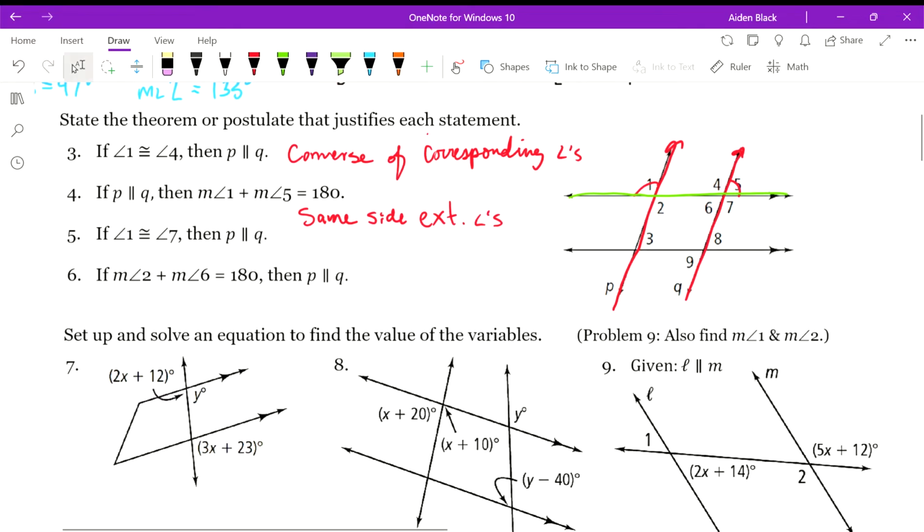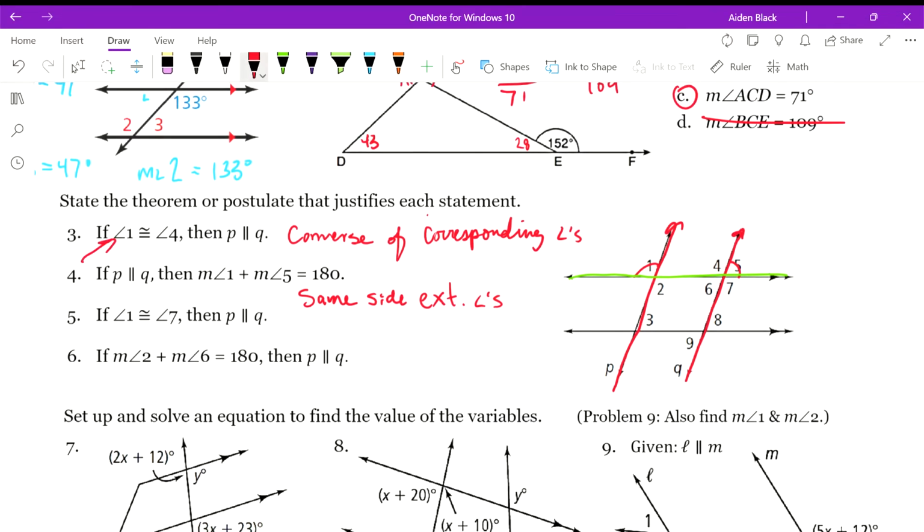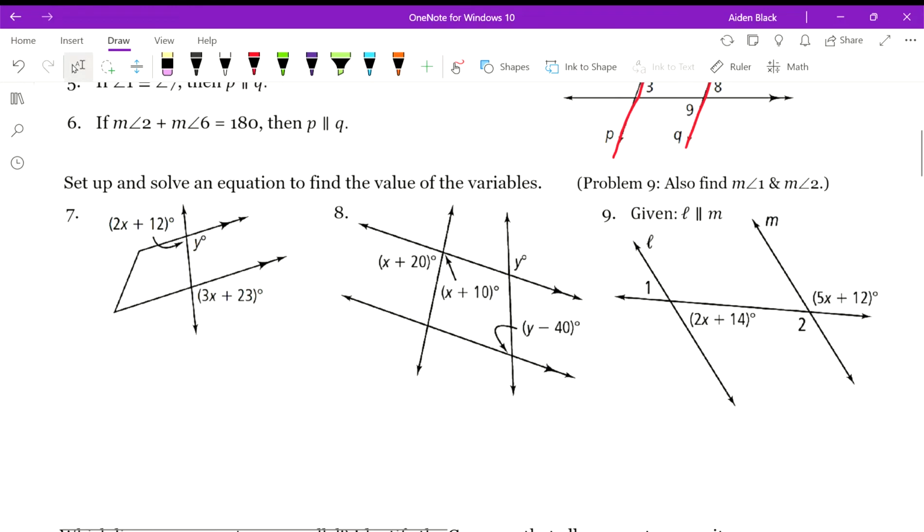Okay, so that's the general idea here. This one we use the converse because we were trying to prove that the lines are parallel, in which case number 4 is different. They start out with the hypothesis being that the lines are parallel, so we don't use the converse here. Let's look at a couple of these.